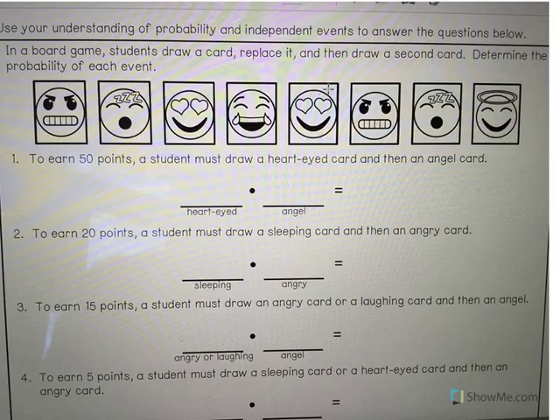Okay, here we go. In a board game, each student draws a card, and here's your key, replaces it. Why is replaces it important? He draws a card, and he puts it back. It's important to understand that he puts it back because then they have an equal chance of drawing a second card. He didn't take one card away and make the chances smaller, right? So when you see the word replaces a card, it is an independent event right away, so you should know that.